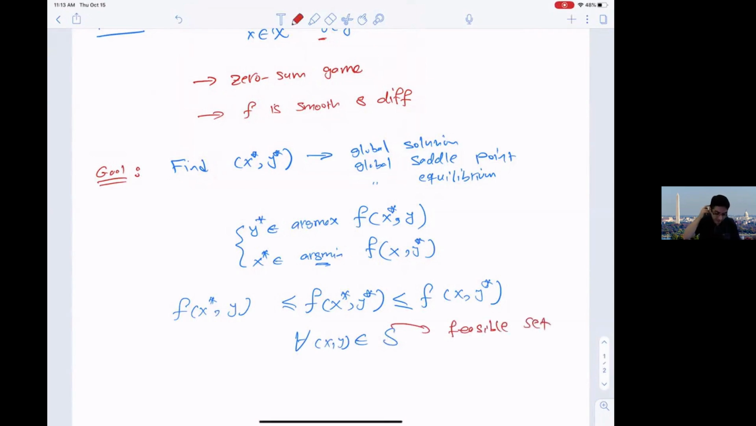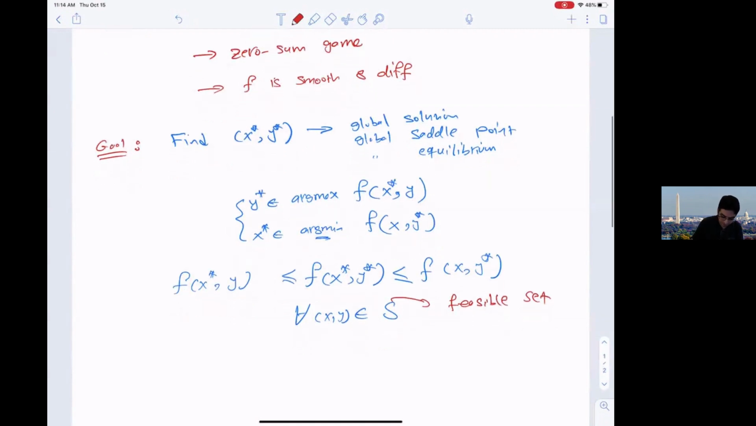All right, so that's the goal. That's the purpose of solving this optimization, to see if we can find these global saddle points or equilibriums or solutions. Okay. So the question is how we can solve this optimization, right?